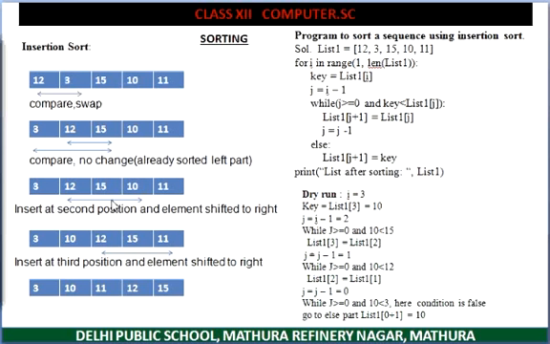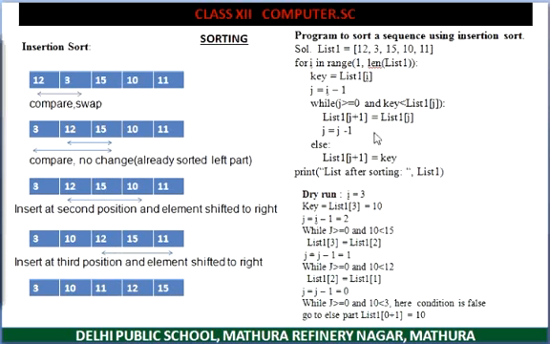So by this statement 15 is shifted to the right hand side, then j is equal to j minus 1, which is equal to 1. While j is greater than or equal to 0 and 10 is less than 12, list[j+1] is equal to list[j]. So here, with the help of this statement, 12 is shifted to the right side, j is equal to j minus 1, which is equal to 0. While j is greater than or equal to 0 and 10 is less than 3, here the condition is false, 10 is not less than 3.